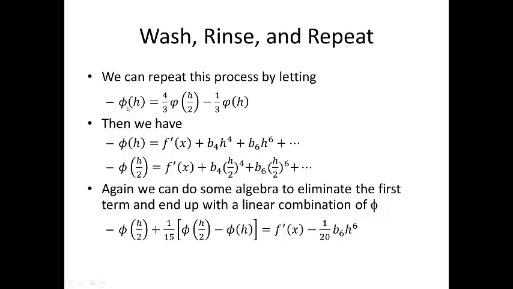But we can make this substitution, and then we get the following equations for phi of h and phi of h over 2. And again, we can do some algebra and eliminate the first term and end up with a linear combination of phi. There's actually quite a bit of algebra and trickery, but again we have an improvement to precision O of h to the sixth, as you can see here in this term. Now to top it off, note that the same procedure can be repeated over and over again to kill higher and higher terms in the error. This is called Richardson Extrapolation.